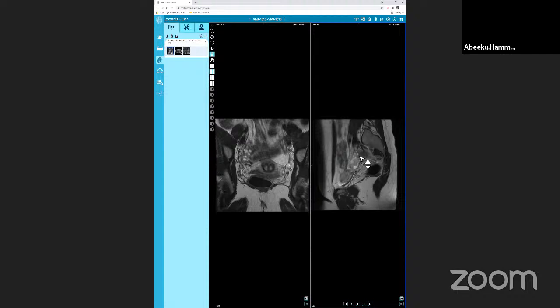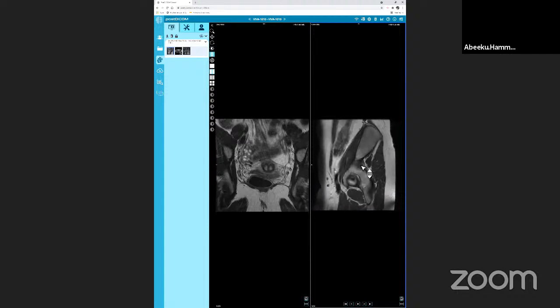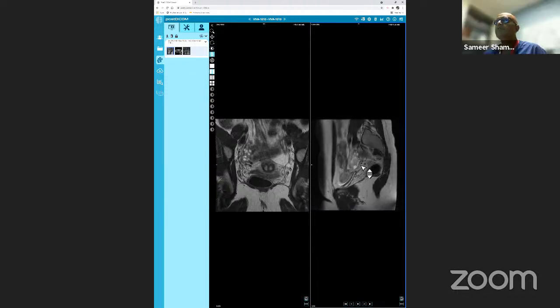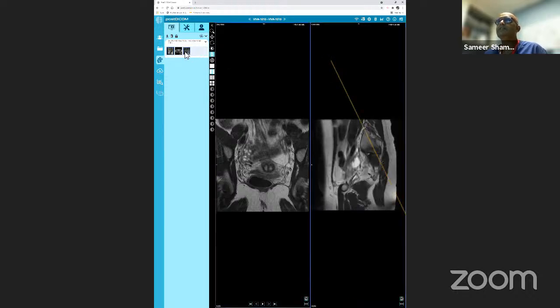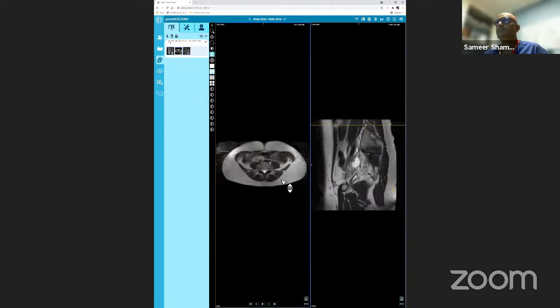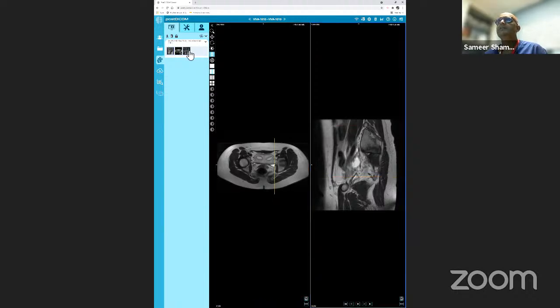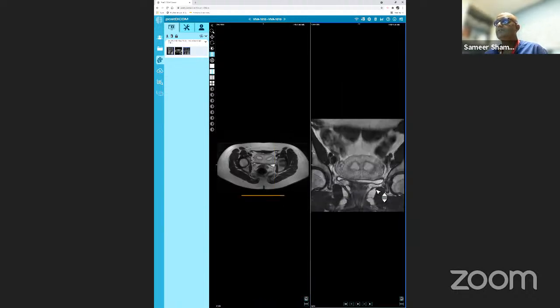So this is the first adnexa. You mean ovary? Yes, the ovaries. Okay. So I got a high-res ovary as well. Just give me one second, I'll give you a high-res. Actually, this is normal. That's the high-res one, coronal.